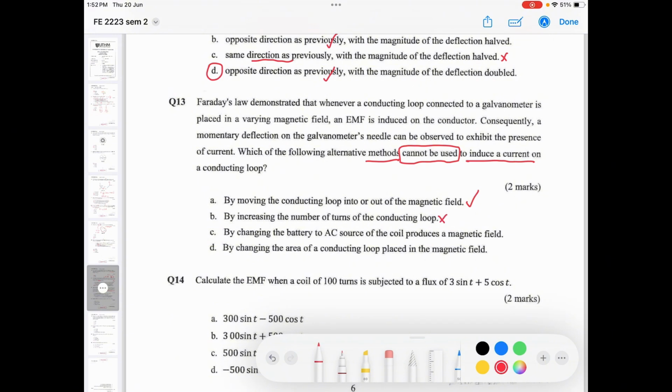If you increase the loop number, it is also useless because you don't have a time varying magnetic field, or you didn't move the conducting loop. By changing the battery to an AC source, the coil produces a magnetic field. So this one will be a time varying magnetic field. Okay, by changing the area of the conducting loop placed in the magnetic field. Okay, so this one is also correct. So the answer will be B.